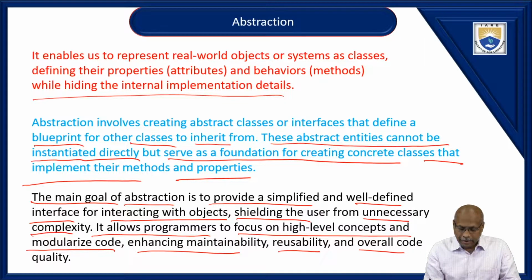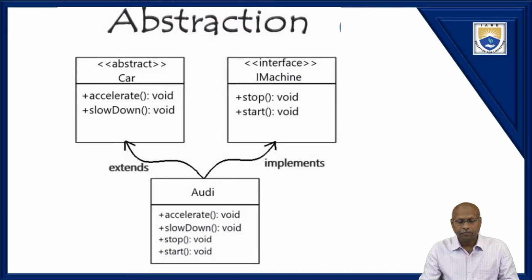So you can say it reduces the complexity, it focuses on high level concepts, enhances the maintainability, enhances the reusability, and overall code quality will be improving. These are the main advantages of abstraction. Then we'll go to the next concept. How you can implement this abstraction.